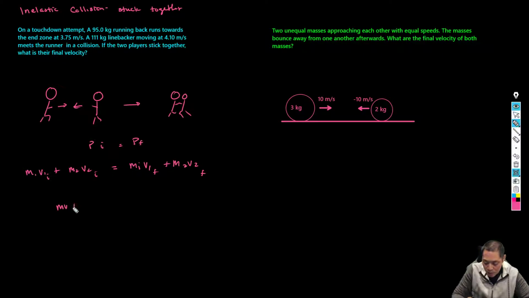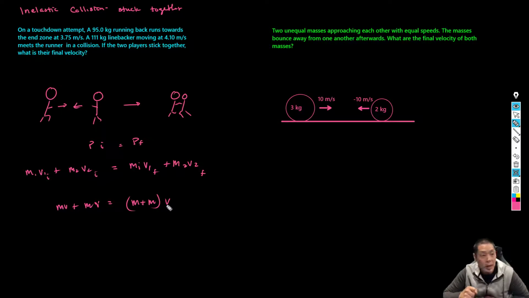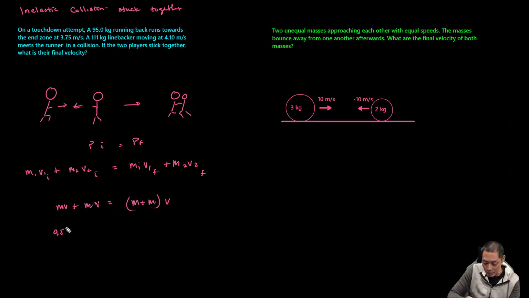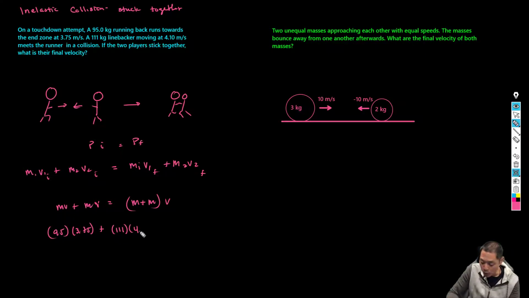So m1v1 plus m2v2 equals (m1 plus m2)v. Like I said, they're stuck together, so their velocity is going to be the same. And you just plug everything in. You have 95 and 3.75. I'm not going to do the calculation of this. I just want to show you kind of the setup. So I'm going to set it up and then just stop. 4.10 equals 111 plus 95 velocity.